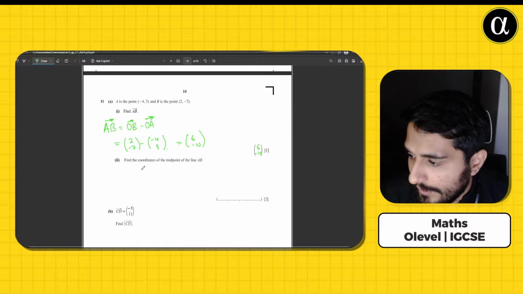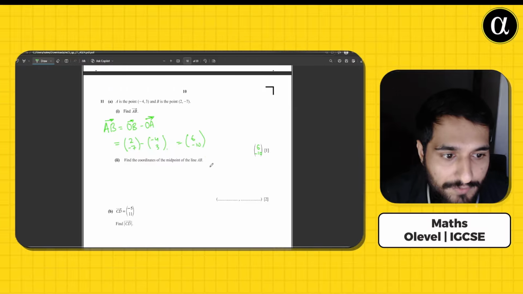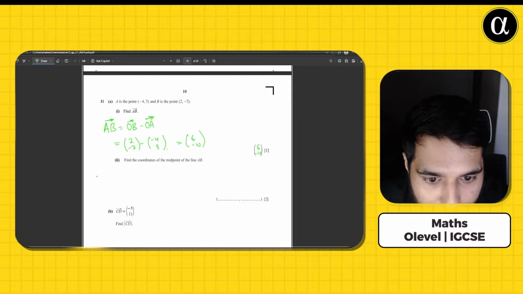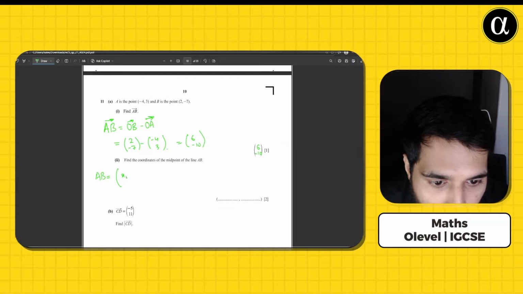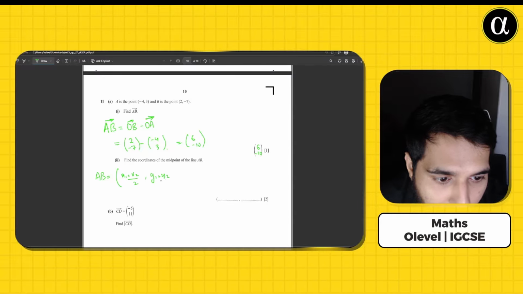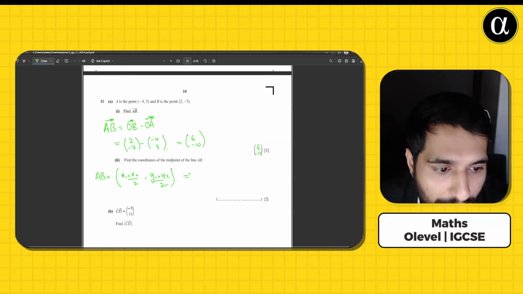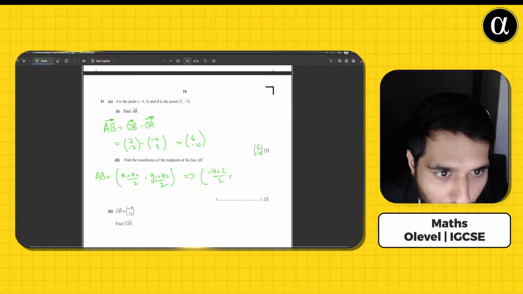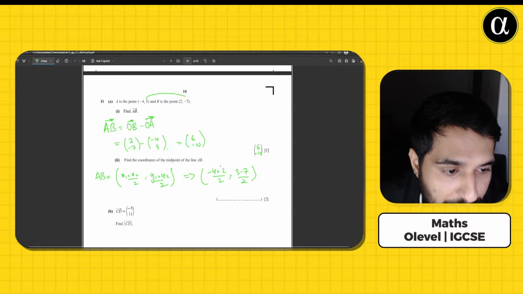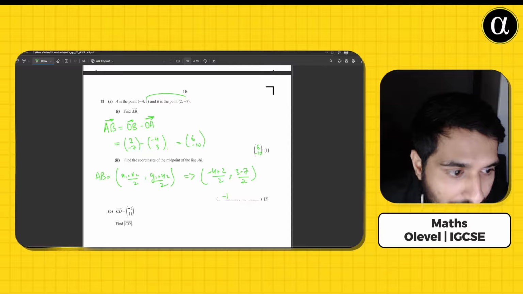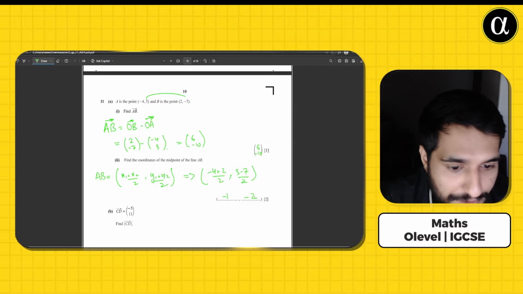Part 2 says find the coordinates of the midpoint of AB. Now, how do you find the midpoint of AB? We use a general formula of coordinate geometry, which is x1 plus x2 over 2, comma y1 plus y2 over 2. This will turn out to be minus 4 plus 2 over 2, comma 3 minus 7 over 2. So minus 4 plus 2 is minus 2 over 2, that should be minus 1. 3 minus 7 is minus 4 over 2, that should be minus 2.